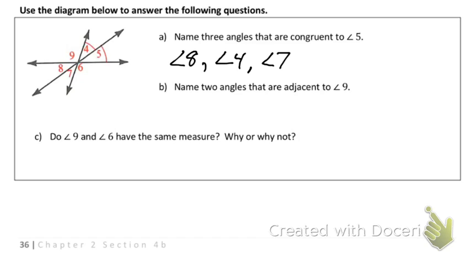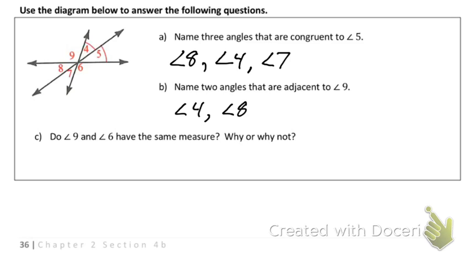All right, name two angles that are adjacent to 9. Yeah, 4 and 8, yep. Because they're right next to it. Say same side, same vertex.